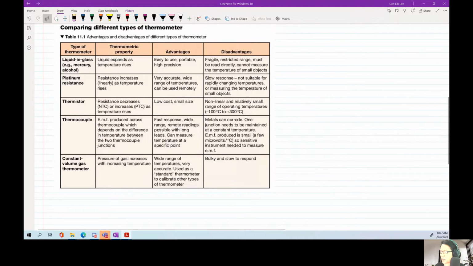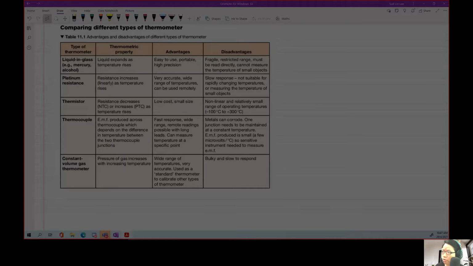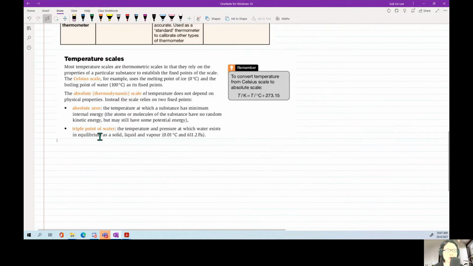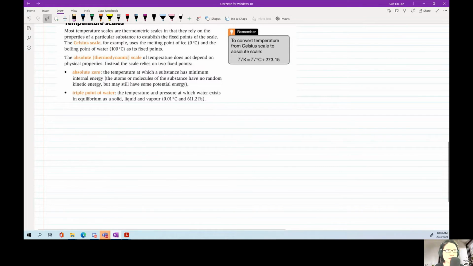Okay, and when it comes to the temperature scale, I got this from the Oxford book. Understand that the thermodynamic scale is Kelvin. Our thermodynamic scale relies on the fact that it does not depend on the physical properties.